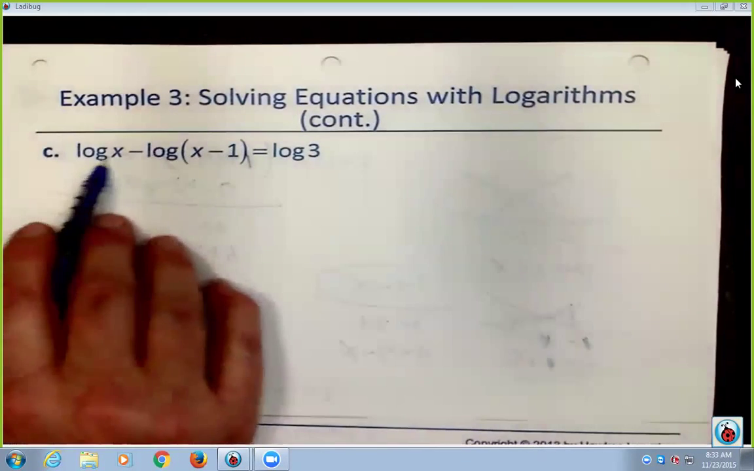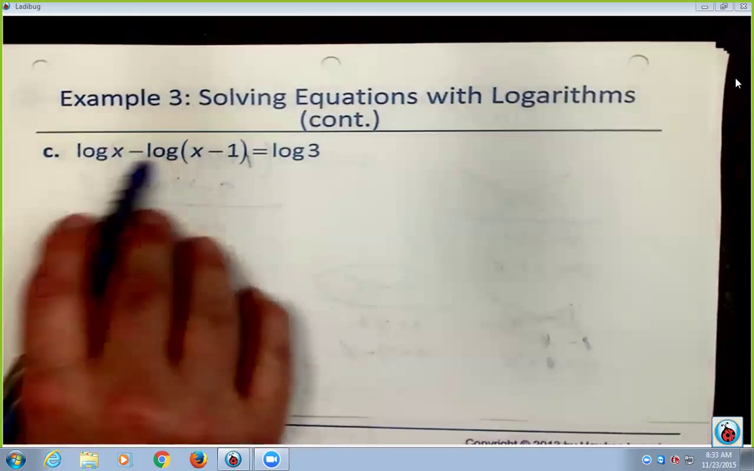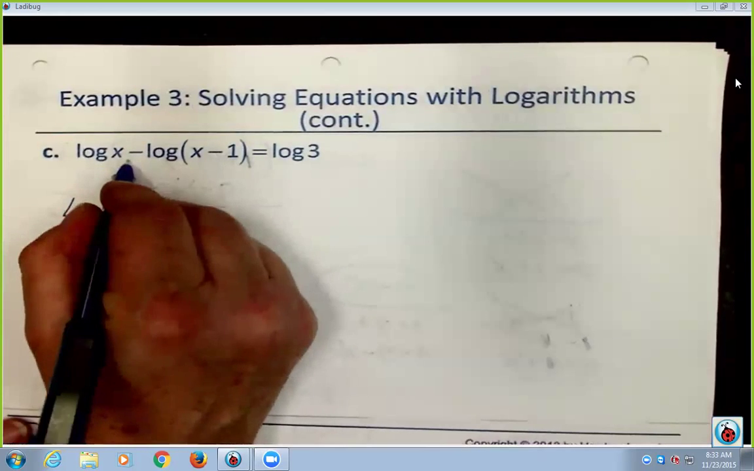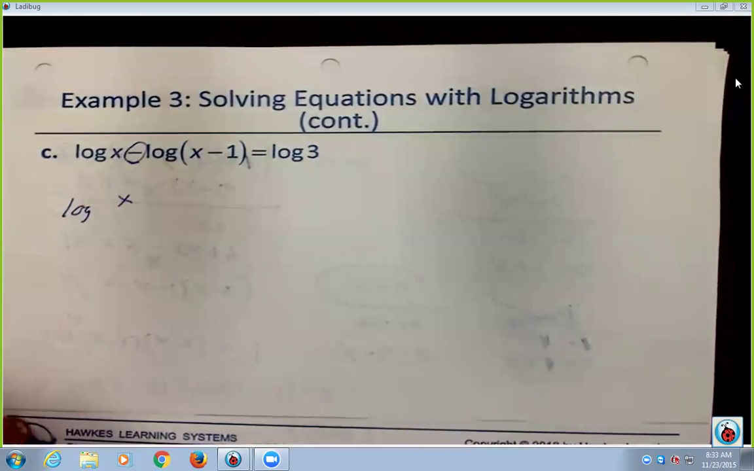So put this back together. What does that mean if I stick this back together? Well, it means I have log x. Subtraction means division.